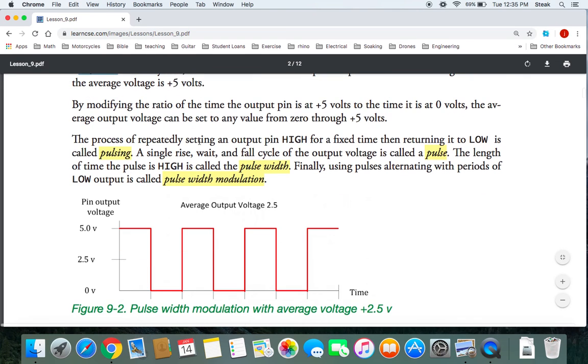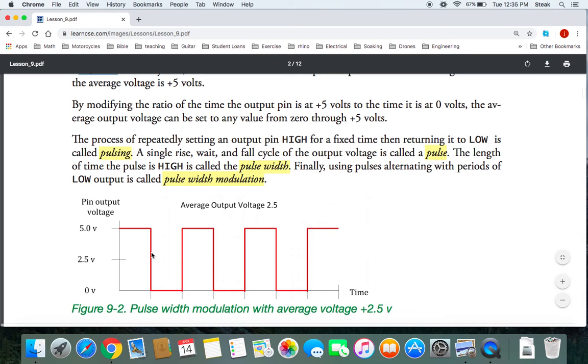The process of repeatedly setting an output pin high for a fixed time and then returning it to low, like what we just talked about, is called pulsing. And a single rise, wait, and fall cycle of the output voltage is called a pulse. The length of time the pulse is high is called the pulse width. Okay, and finally, using pulses alternating with periods of low output is called pulse width modulation. So here is pulse width modulation.